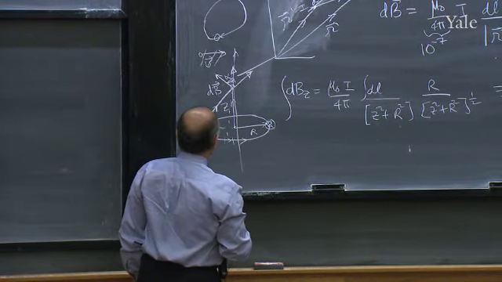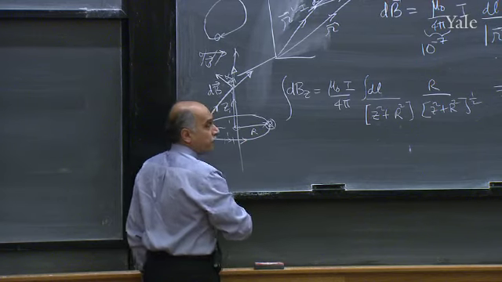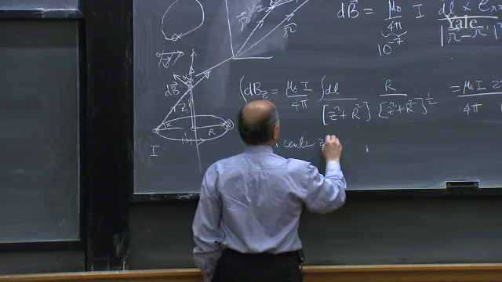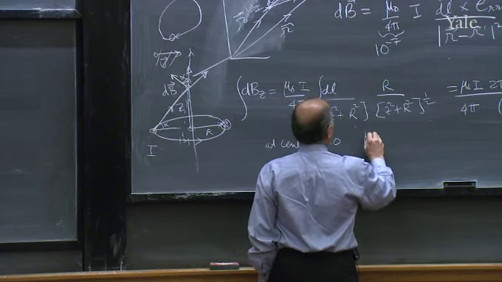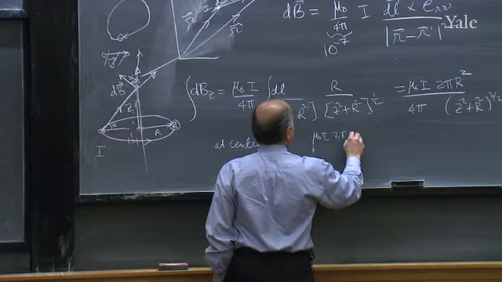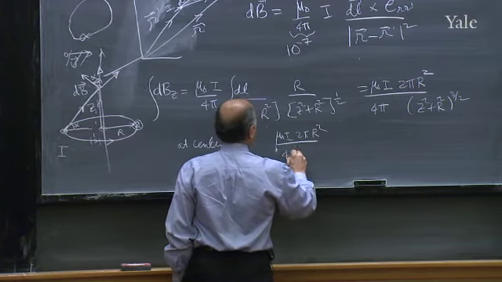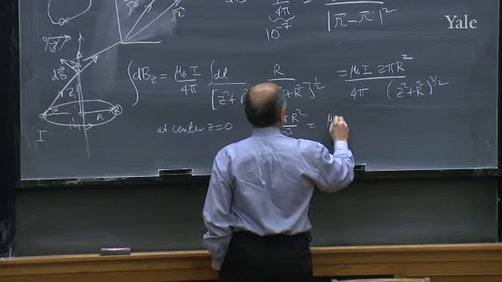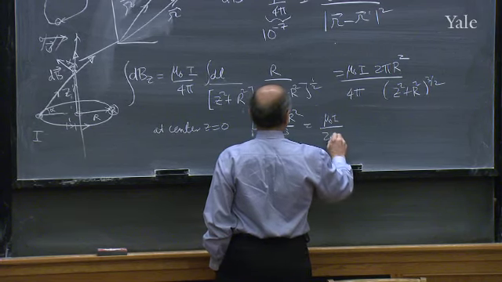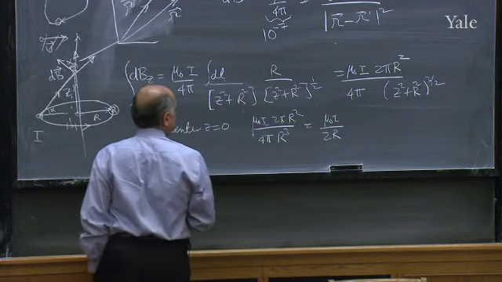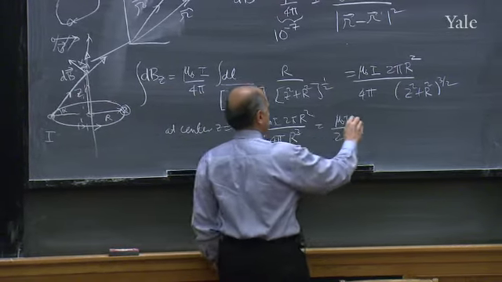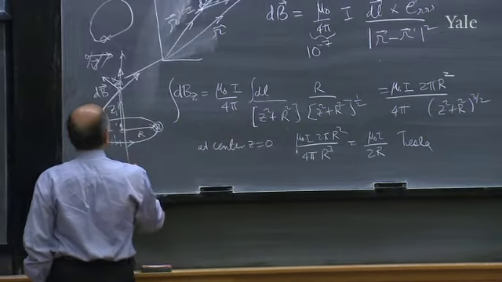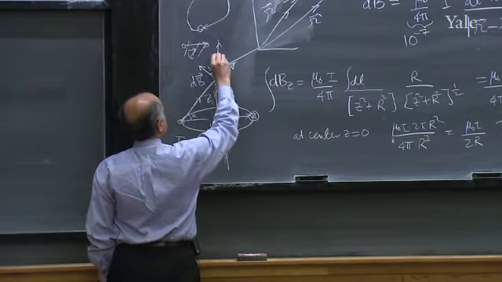And what is it at the center of the loop? That's a useful formula to remember. At the center, you put z equal to 0, you get mu 0 I times 2 pi r squared divided by 4 pi r cubed. That gives me mu 0 I over 2r, Tesla. And it's going to be pointing straight up. And if you go down here, you will find it looks like this.